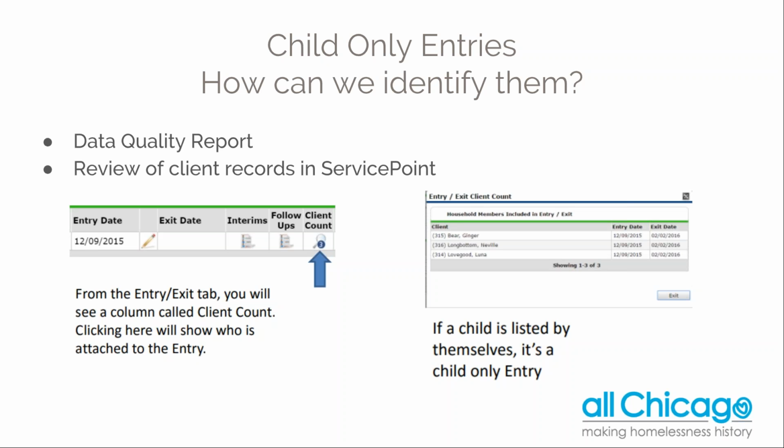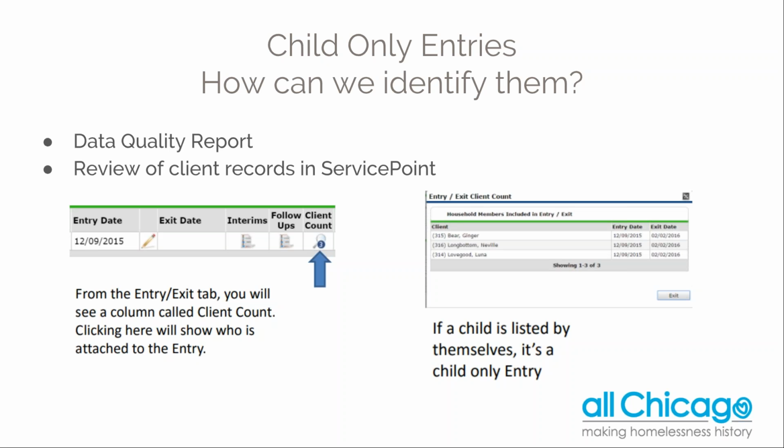And another quick thing to do is that you can review the client records in Service Point. So what you would want to do is take a look at this client count. If you're familiar with Service Point, there's an entry exit tab, and this entry exit tab has more information than just the summary page, and it shows you how many clients are associated with a specific entry. And so in this case, you can see that there are 3 clients associated with this entry. That means that you can presume that this is a family of 3 that are going to be enrolled.